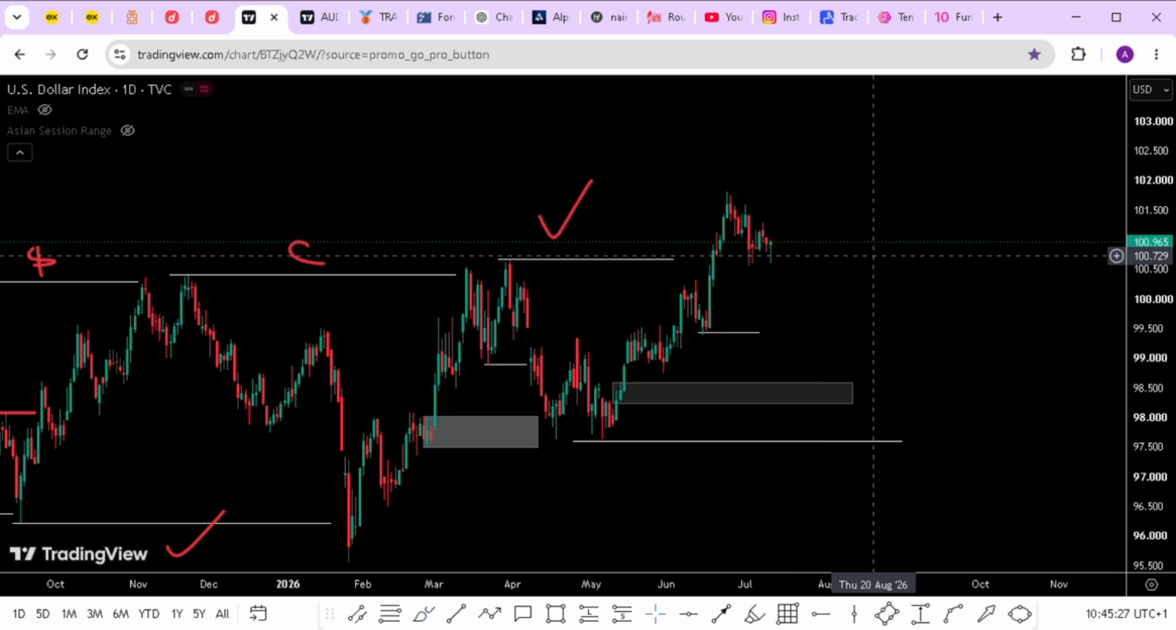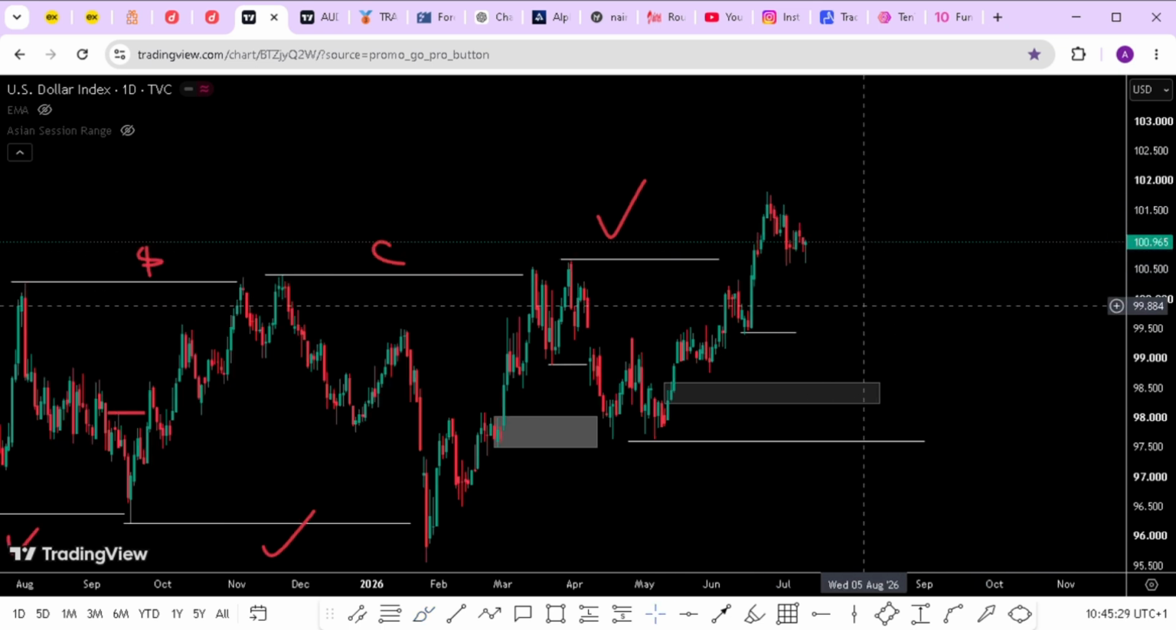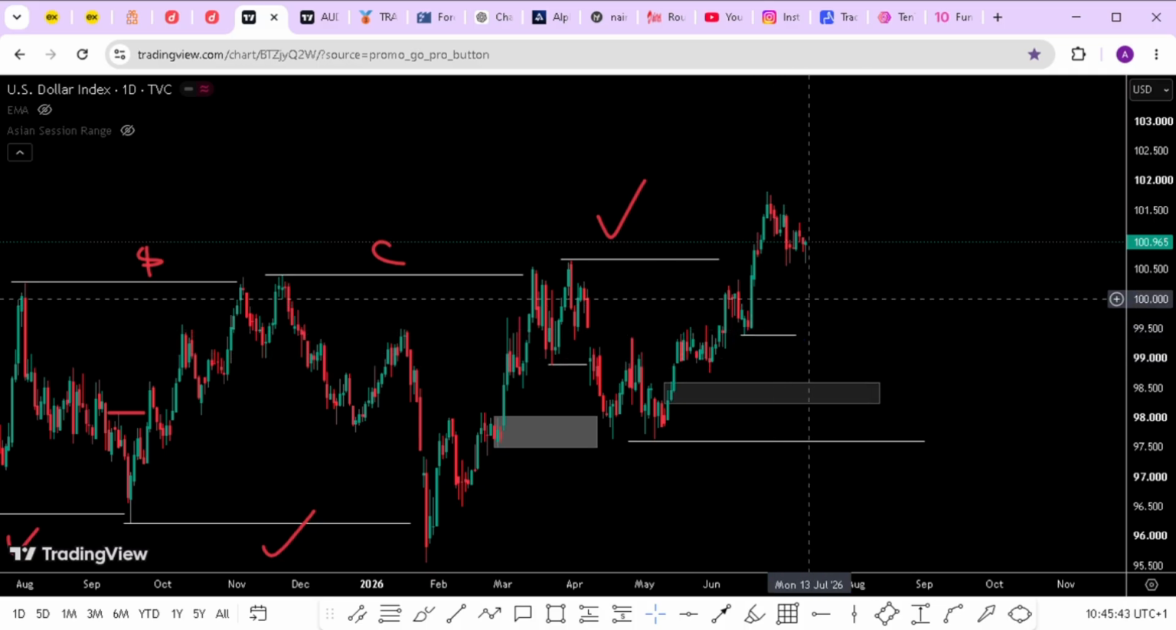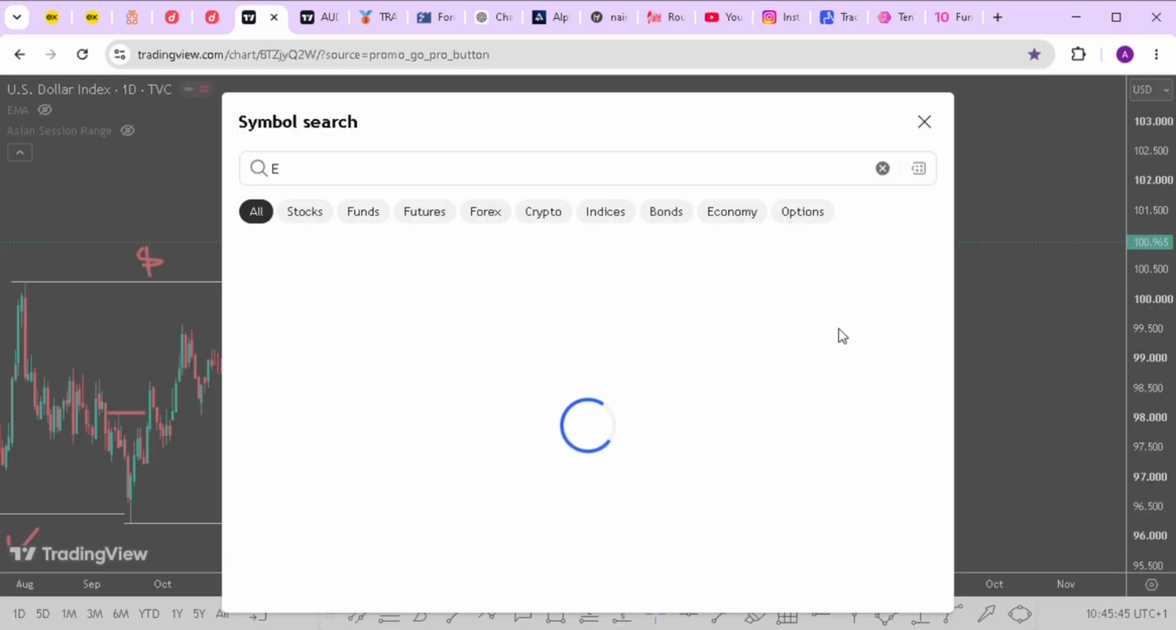If you look at it very closely, when you turn this chart upside down, DXY is close to Euro USD. So if you can analyze DXY correctly, you are likely going to get what the Euro USD is also doing correctly. So if you want to go to the Euro USD, let's see what Euro USD is doing.